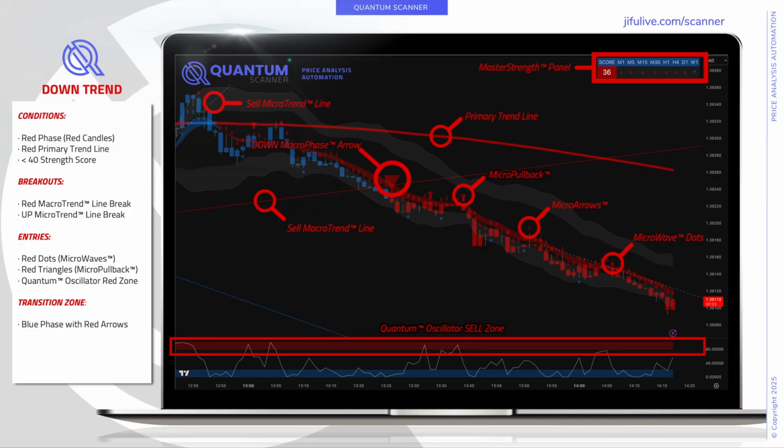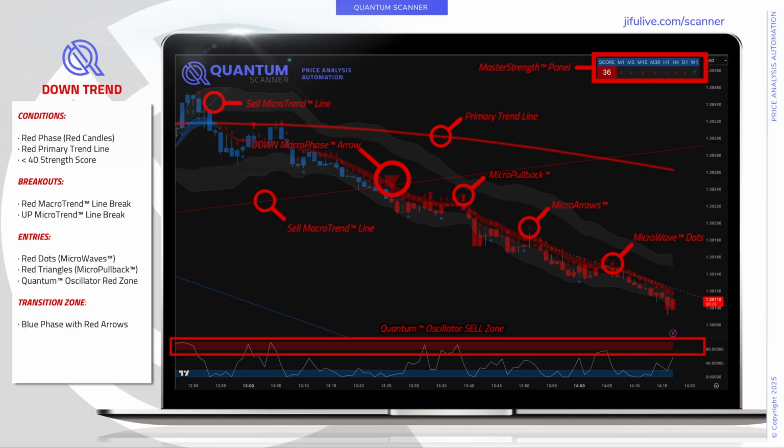First, a red phase, where we get a red macro phase arrow indicating that price phase has shifted in the downward direction. This is followed by red candlestick bodies. Next, we look for a red primary trend line. When the primary trend line is red, that indicates that price is moving below its average.